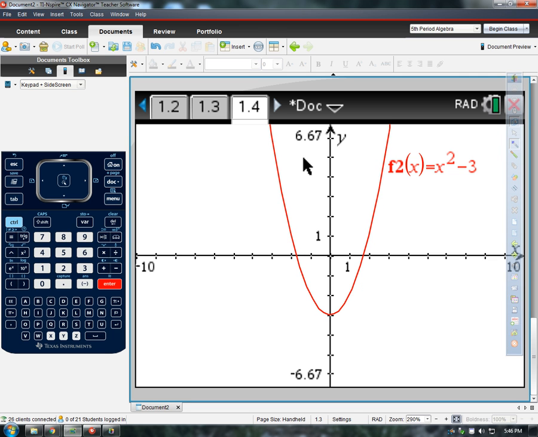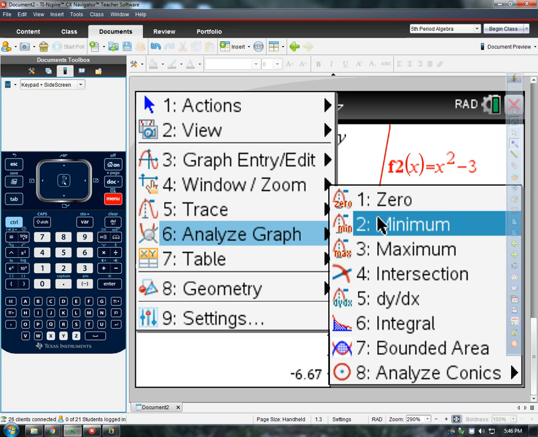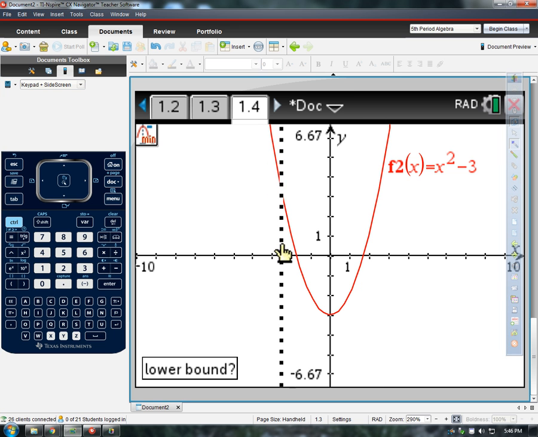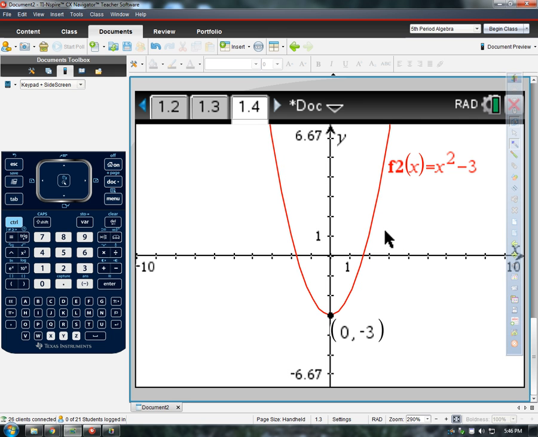Okay, so first thing I have to ask myself is, is that a maximum or minimum? Well, it's a smiley face, so I know it is a minimum. And it's a positive x squared, so I know it's a minimum. So I'm going to go here, and I'm going to go to Analyze Graph. I'm going to find the minimum. I'm going to put this lower bound on the left side of my dip, and this on the right. So my minimum is at 0, negative 3. Okay? Let's try one with a maximum.